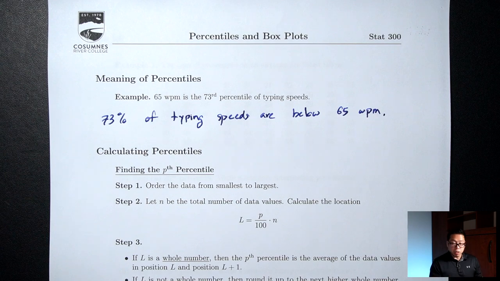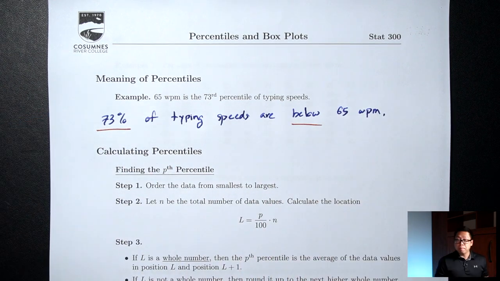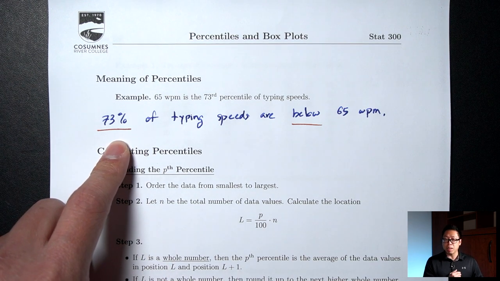Once again, percentiles tell you what percent is below. Another way to interpret this is to say that my typing speed is higher than 73% of everybody who took this typing test, which means that I'm faster than 73% of everybody who took this typing test. Other places where you may see percentiles.